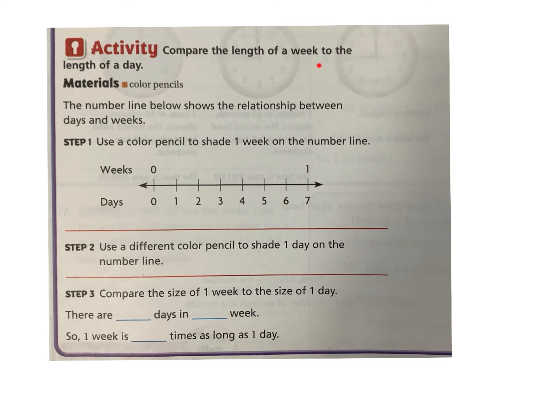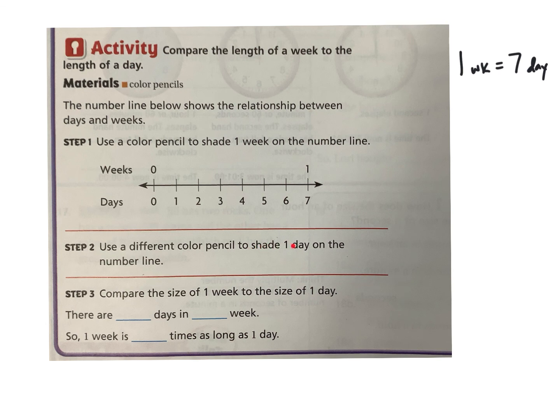Let's now compare the length of a week to the length of a day. What do we know about days and weeks? We know that 1 week is how many days? Right, it's 7 days. 7 days in a week. The number line below shows the relationship between days and weeks. We have 1 week is the equivalent of 7 days.